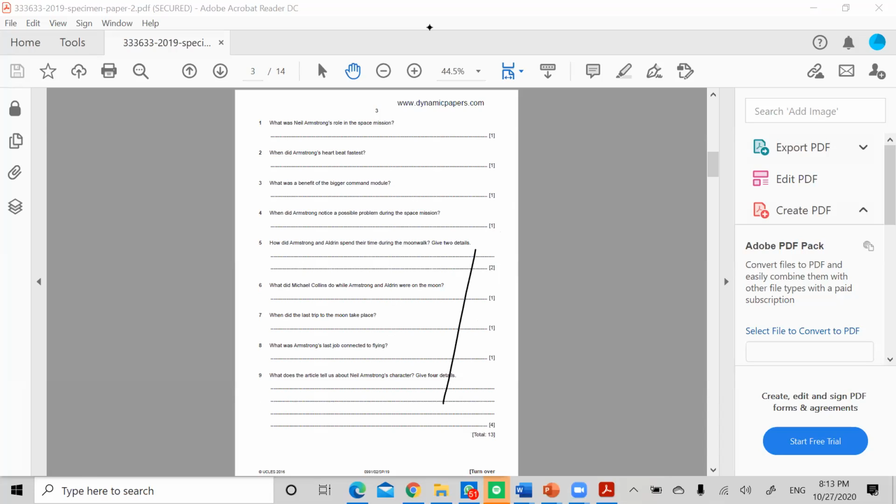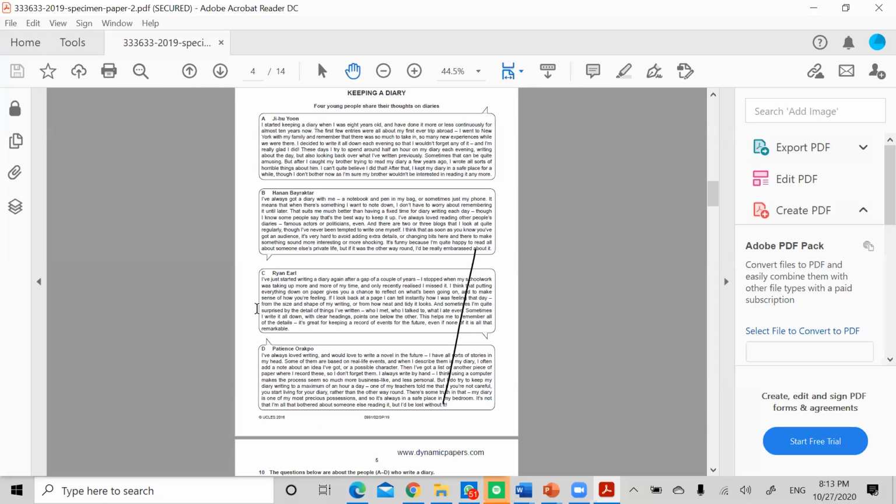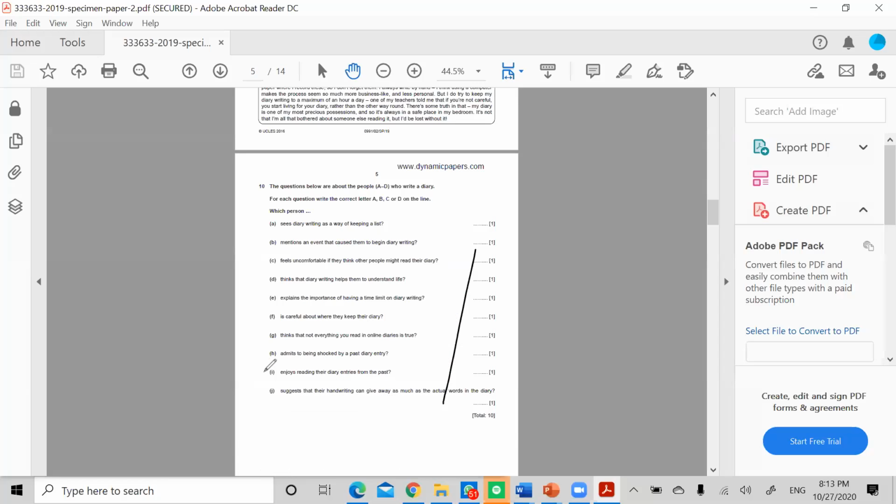We're going to find 4 people speaking for the extended, as for the core, there are only 3. The number of questions again is the difference. The same questions, except for the last 2 questions. For year 9, you are going to have 8 questions. For year 10, you're going to have 10 questions.